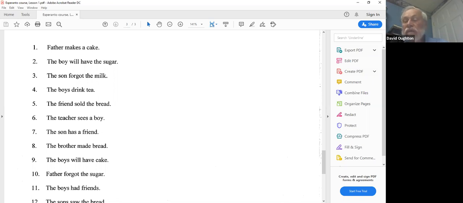Who do we have that has done these that wants to take number three? Actually, number three. Bob. La filo forgesas la lakton. Bona. So everybody agree with that? Yeah. Filo is son. Forgesas is past tense for forget. And the milk, la lakton. All right?